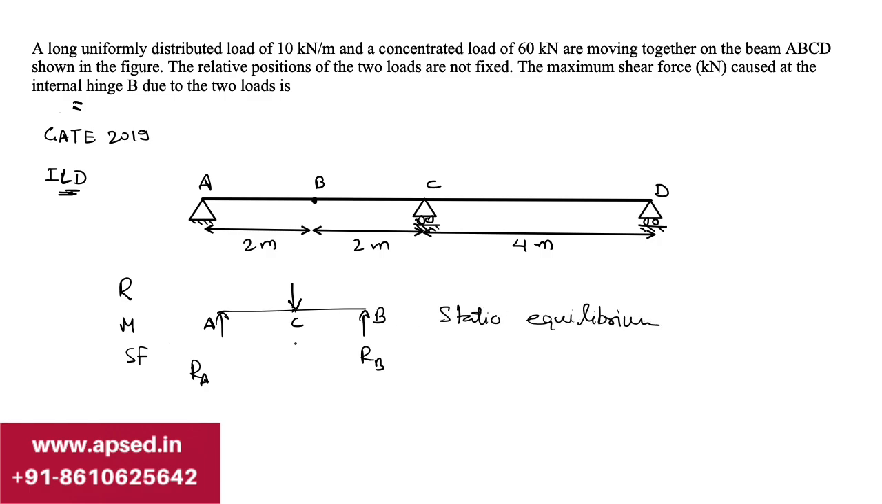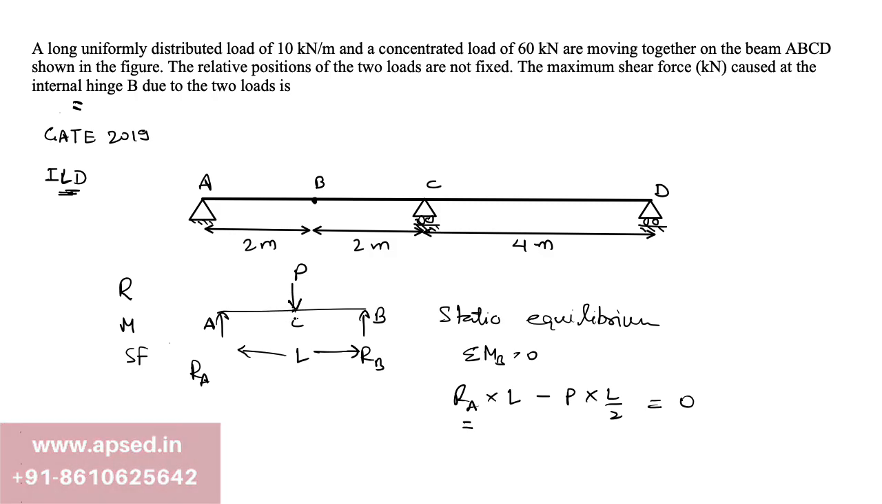So what do we do? If we want to find out the reaction at A, we can write the summation of moment about point B is equal to 0. So from that we'll have RA into, if this length of the beam is L, RA into L minus P times L by 2, assuming it is acting at mid distance, is equal to 0, and from that we calculate the reaction at A. Similarly, we can find out reaction at B or moment at any other point. So in these questions, the load is static. The load is acting at C at all the times.